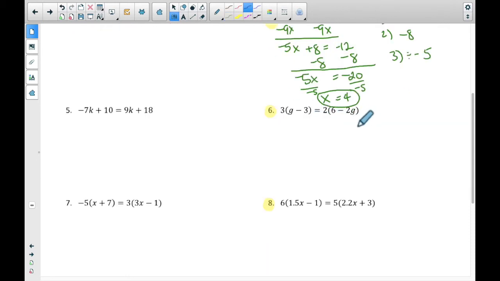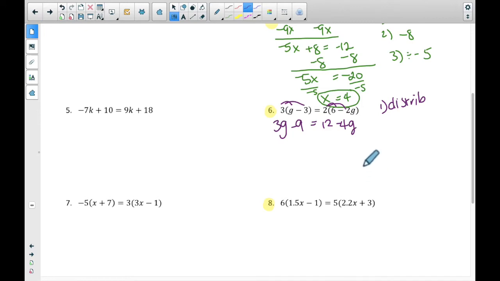Let's go on to number 6. If you look at that, what do you think you need to do first? My first step is going to be to distribute. I see parentheses with adding and subtracting inside. I see a number outside. That means I need to distribute. So on the left-hand side, I'm going to have 3g minus 9. And on the right-hand side, I'm going to have 12 minus 4g.